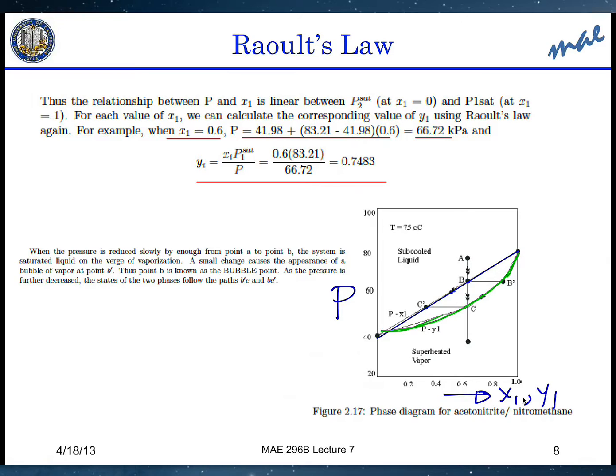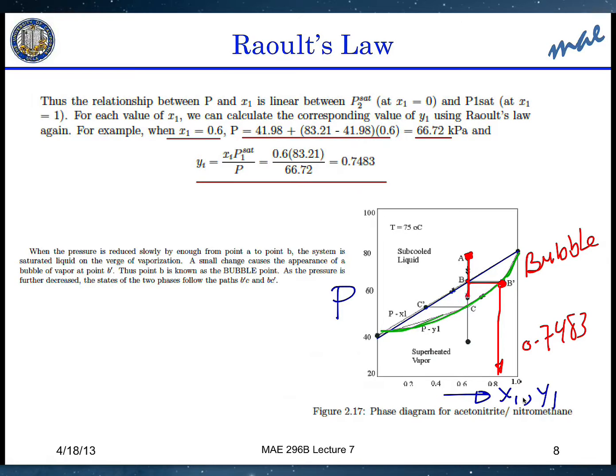So if we do a process, for example, at concentration x1 equal to 0.6, and I'm reducing the pressure, when I get to point B, it is going to start forming some vapor, and the concentration of y1 in the vapor phase is now 0.7483. That's what we solved for. However, the amount of vapor is going to be infinitesimal, like a bubble. So we call this point the bubble point.